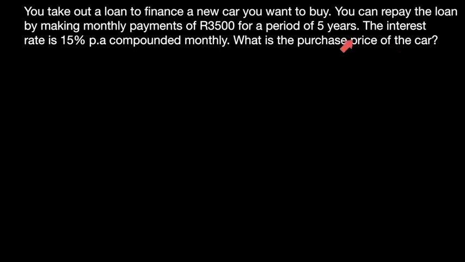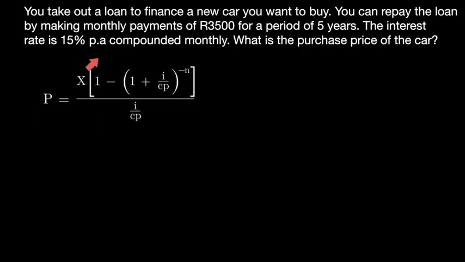Now, first of all, we're going to repay a loan by making equal monthly payments. That is a present value annuity. And because we want to know the purchase price of the car, we want to know the present value. And the present value is P. So this is the formula that we are going to use. Now we just have to do the substitution of all these values. So in the place of X, which is the monthly payments, we're going to put 3,500 Rand.